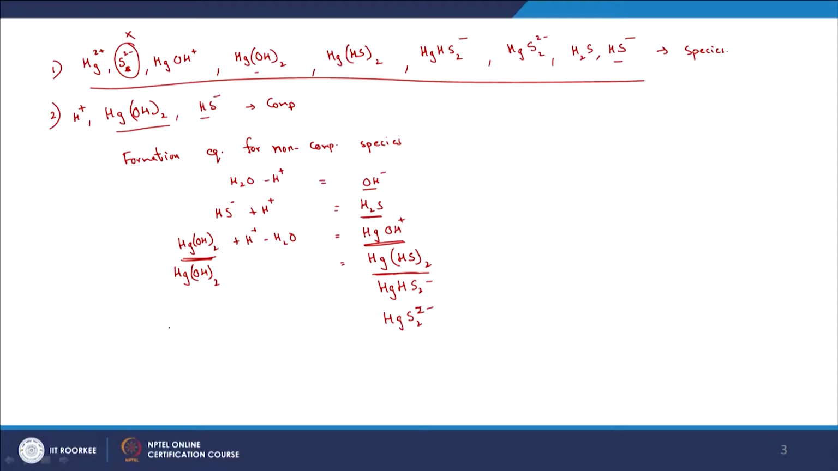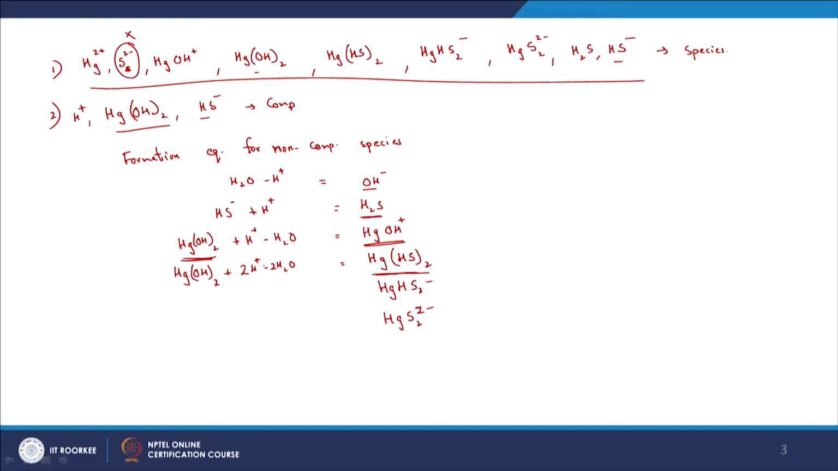So, in effect it means I want to replace the 2 OH minus with 2 HS minus. That is what we have here. Obviously I need to remove the two OH minus, and that's in effect going to be equivalent to adding two H plus minus two H2O. So this is in effect removing the OH minus.